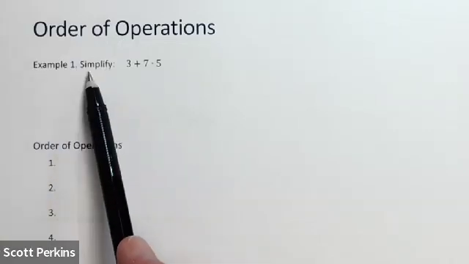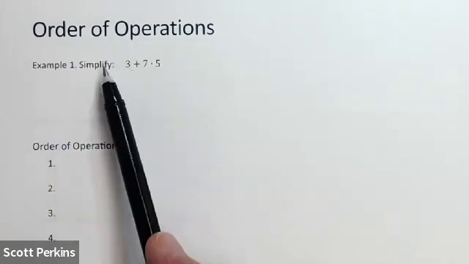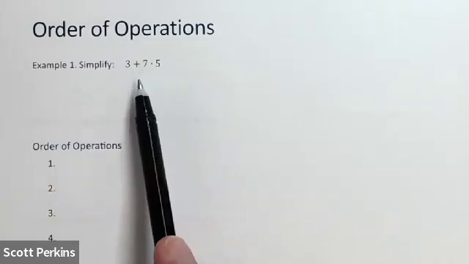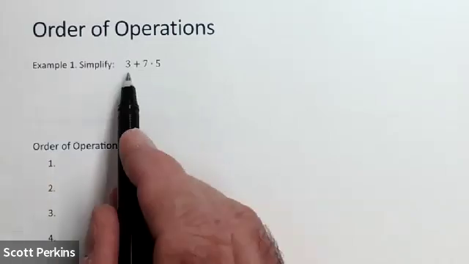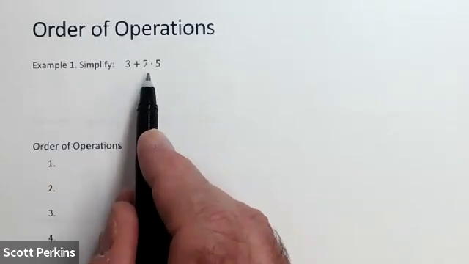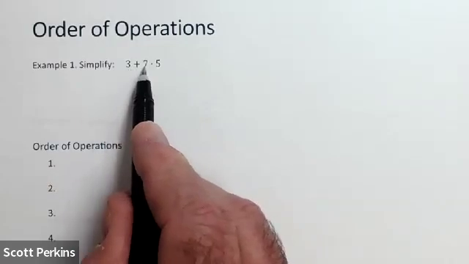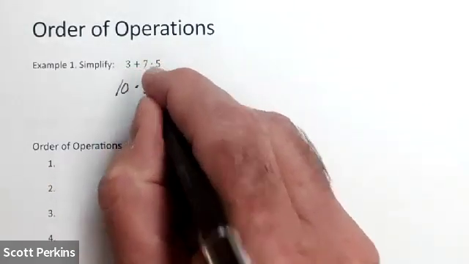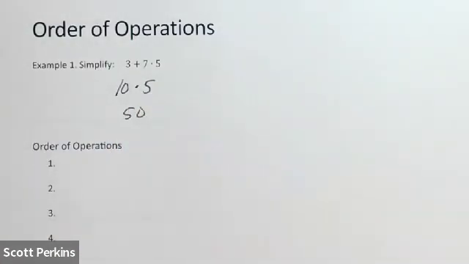So for instance, here's this example. If you just arrived on Earth a few days ago, and I asked you to do this, well, there's actually two ways you could do this process. You could say, okay, I'm just going to do the operations as I see them. So I could say 3 plus 7, 3 plus 7 is 10. And then I have 10 times 5, and 10 times 5 is 50. And so that's one potential answer you could get.